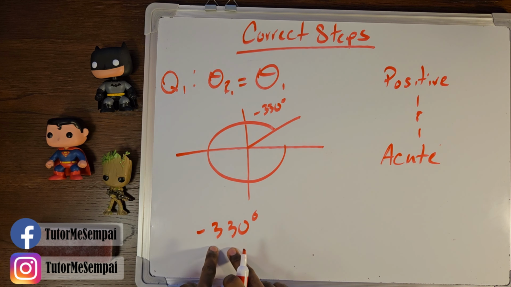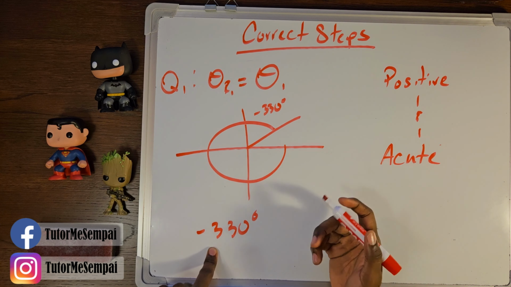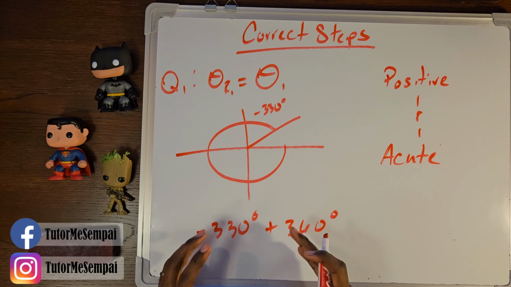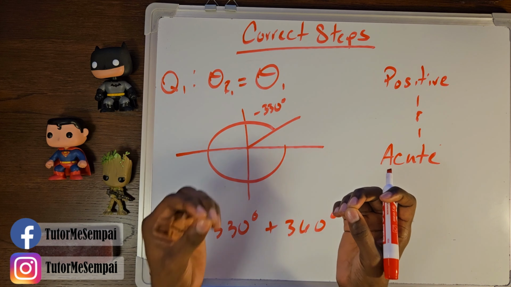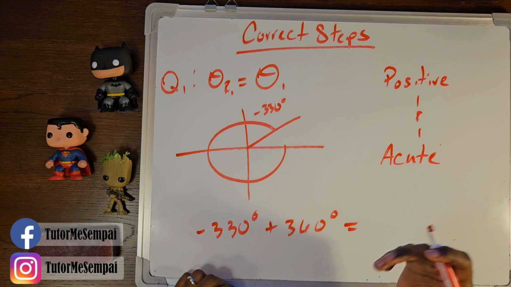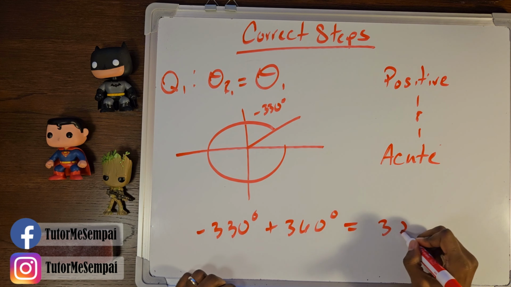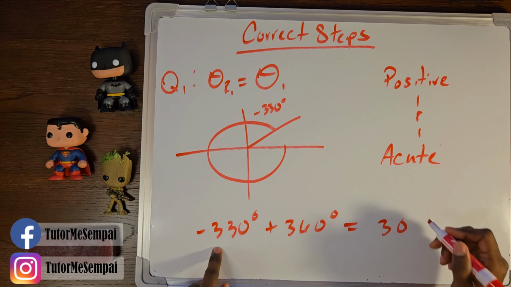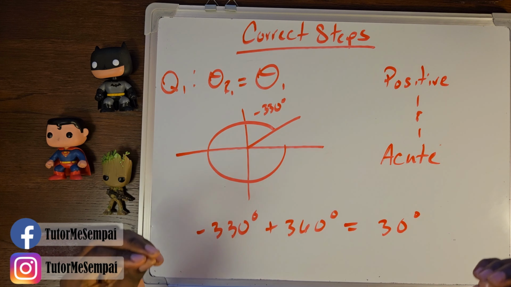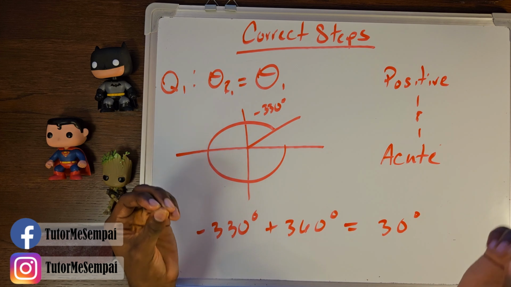We don't want to subtract anything because we want to get more negative, and that's not going to help us. So we're going to keep adding 360 degrees however many times it takes in order for us to land between 0 and 360 degrees. Luckily, it only takes one time for us to get there, and when we add 360 degrees, we're going to get a positive 30 degrees. That lands us right where we need, in that sweet spot between 0 and 360 degrees.